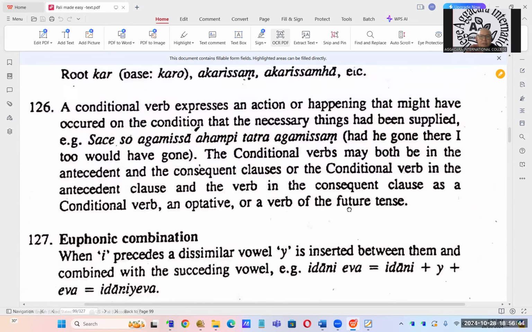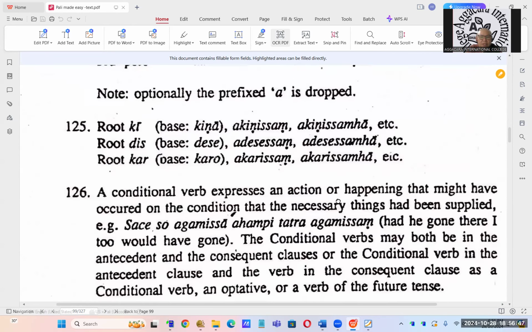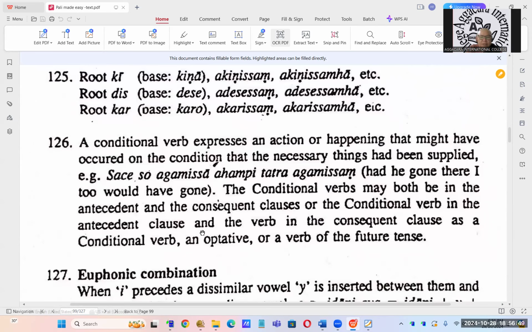All right. So this means that what you're trying to say here, the first part, will be in a conditional verb. Then the subsequent clause, the second clause, can be conditional verb, optative, or future tense; it can be either one of the three. The second part, all right.